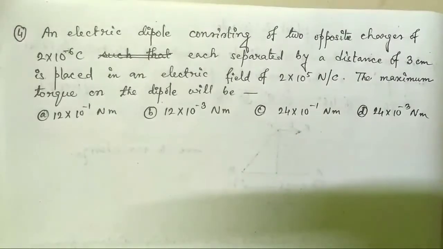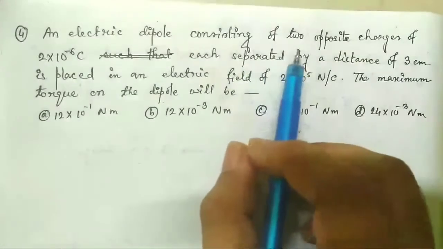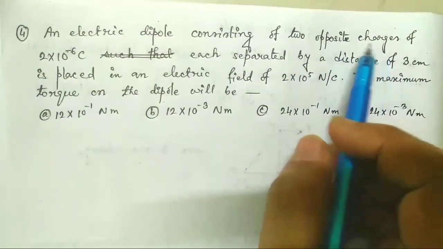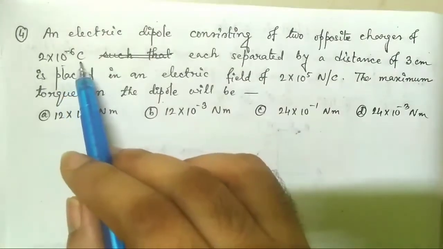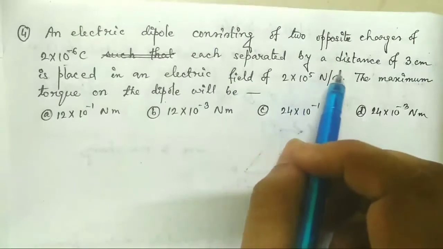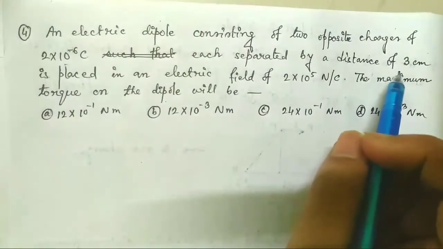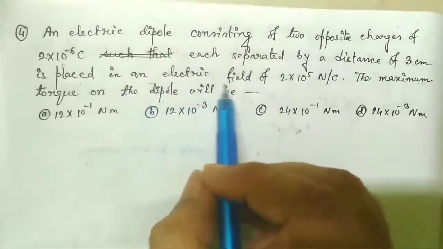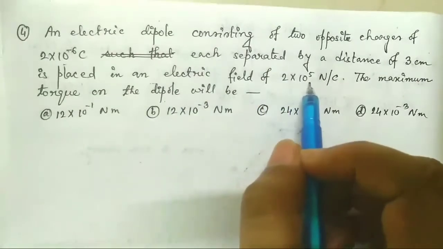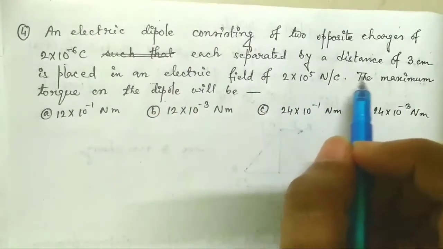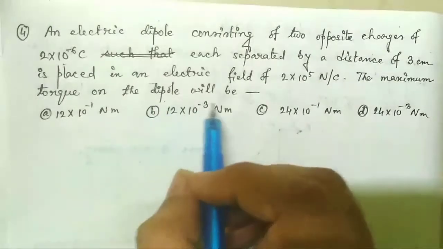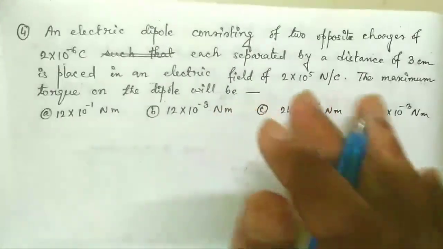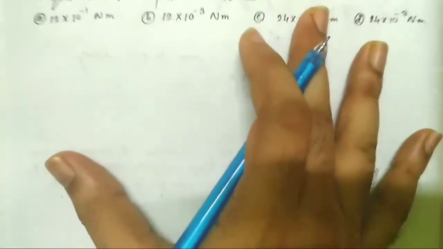Question number 4. An electric dipole consisting of two opposite charges of 2 into 10 to the power minus 6 coulomb each, separated by a distance of 3 centimeter, is placed in an electric field of 2 into 10 to the power 5 Newton per coulomb. The maximum torque on the dipole will be. 4 options are given.